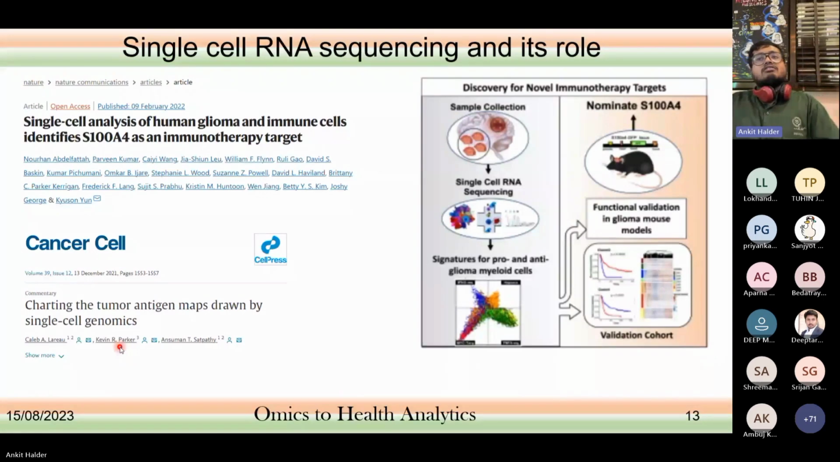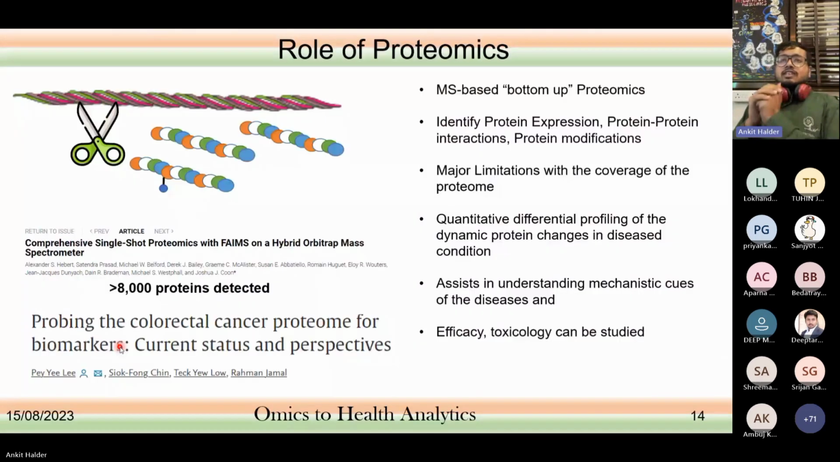Now, moving on from transcriptomics, we come to the proteomics level. Proteomics, we know, is about proteins. Mostly what we talk about is MS-based proteomics, mass spectrometry-based proteomics, that is different from your microarray-based proteomics, as Dr.